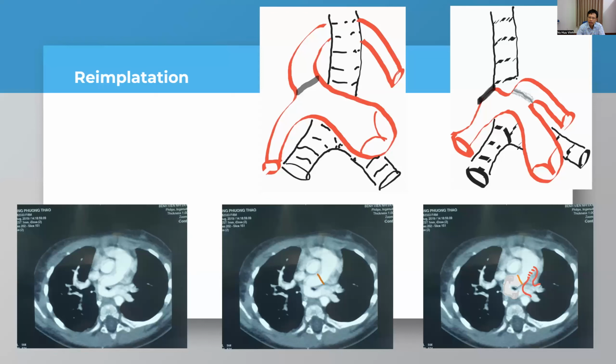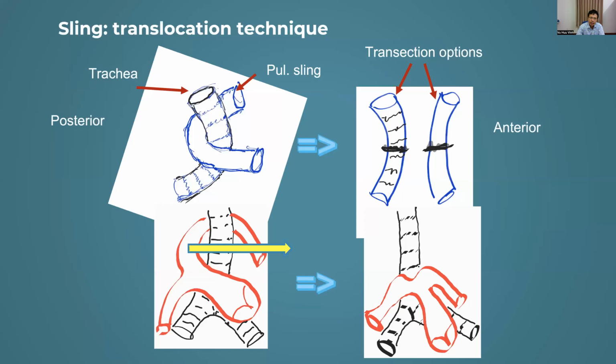Reimplantation, on the other hand, they transect the pulmonary artery and make a new anastomosis, end to side, with the main PA as in the image. And it's usually associated with some complications like clotting. And this is how to explain the transposition technique.